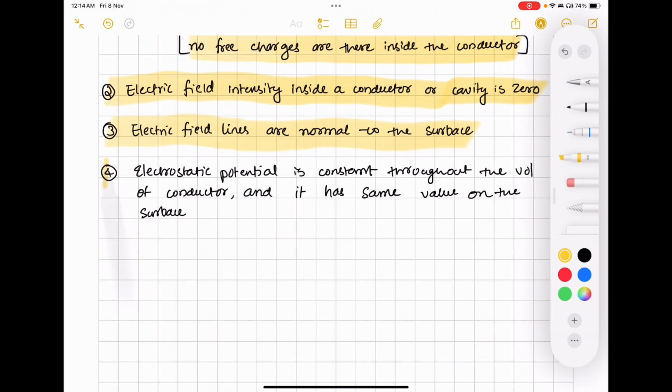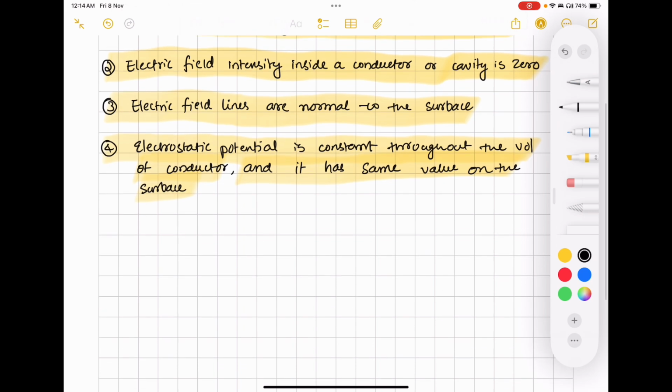And the fourth property is that the electrostatic potential is constant throughout the volume of the conductor and it has the same value on the surface. That is, inside the conductor, the electrostatic potential is constant throughout the volume. In the entire volume, the electrostatic potential is constant, and on the surface also it is constant.